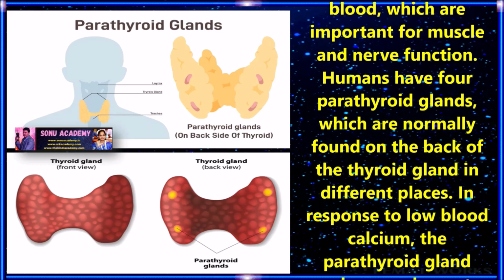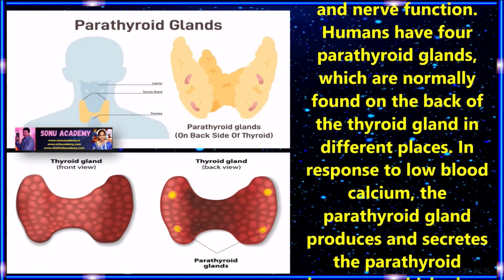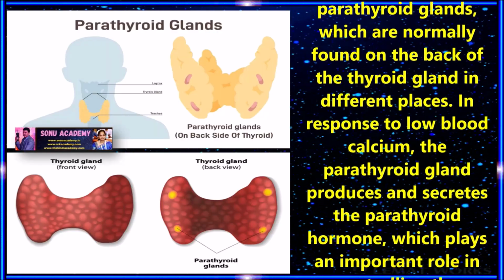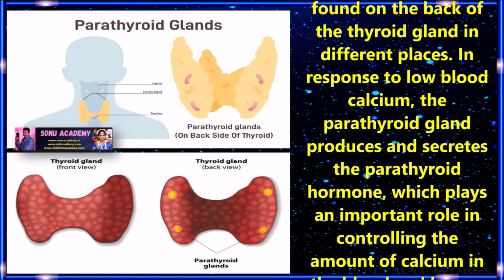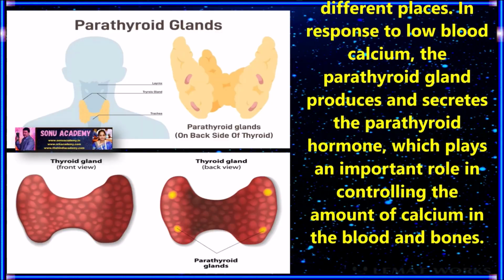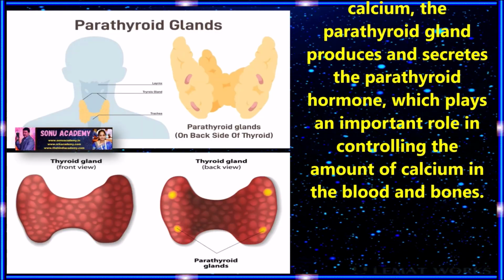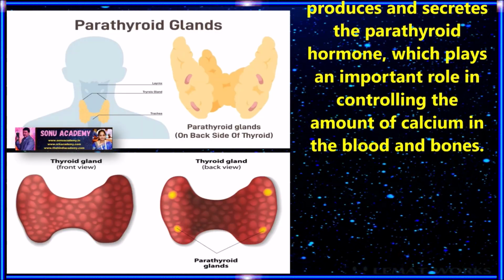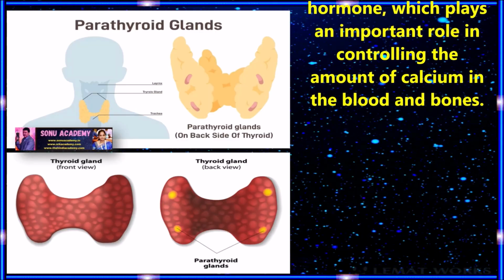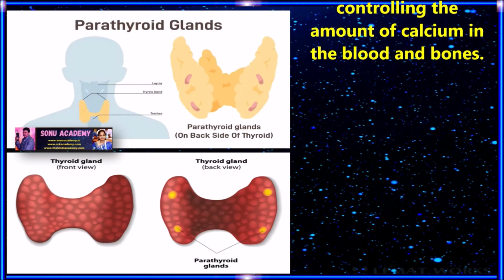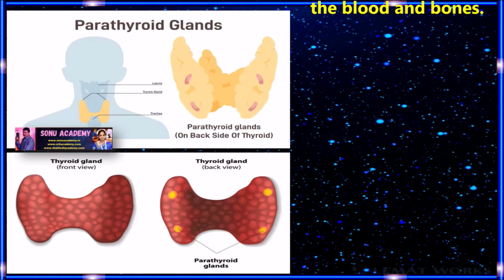Humans have 4 parathyroid glands, which are commonly found on the back of the thyroid gland in the neck, in different places. In response to low blood calcium, the parathyroid gland produces and secretes parathyroid hormone, which plays an important role in controlling the amount of calcium in the blood and bones.